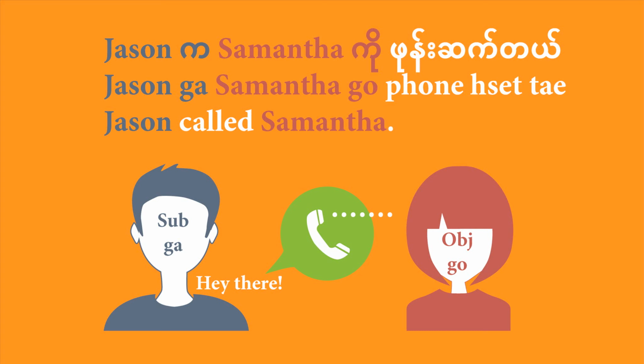In fast, normal, everyday speech, the pronunciation of the subject and the object tag ga and go may further morph into a and o. So you might just hear the sentence above as Jason a Samantha o phone hset. One more time, Jason a Samantha o phone hset. Well, that clears up that Jason is the subject making the call, Samantha is the object receiving the call.